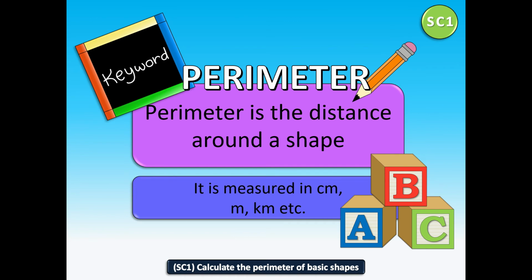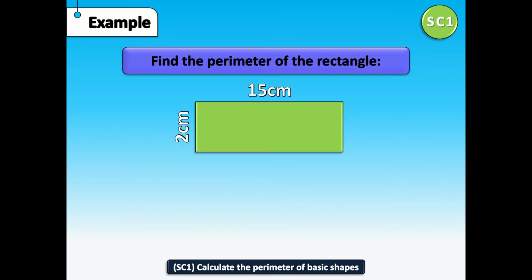So the perimeter is the distance around the outside of a shape, and it can be measured in centimeters, meters, kilometers, etc. If we want to find the perimeter of this rectangle, we need to make sure we add up all of the sides of the shape, so even the ones that were not given.